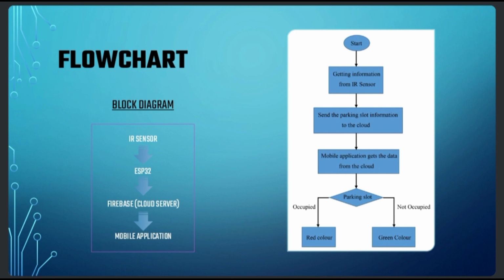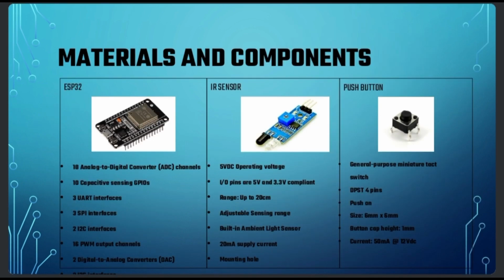Then the sensor sends the information to the cloud. The stored data is sent to the mobile application afterwards. Then it will show whether the parking slots are available or not. When the slots are occupied, it shows red in color, and if the parking slots are available, it displays green color.